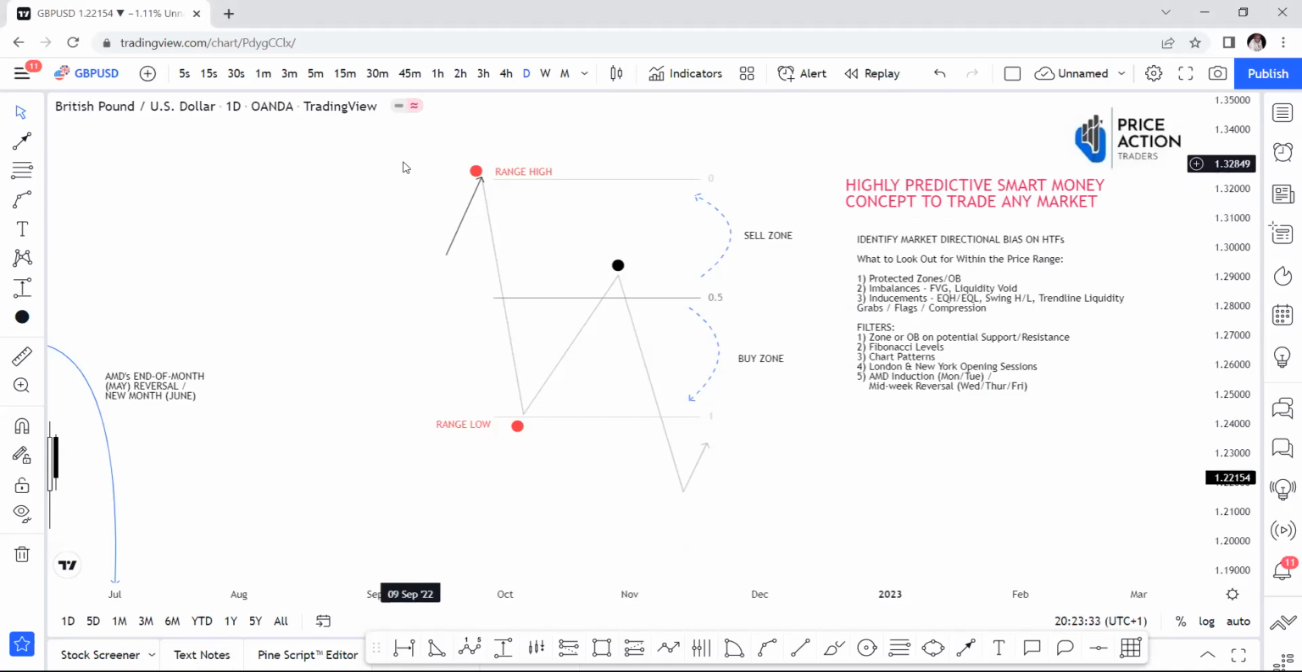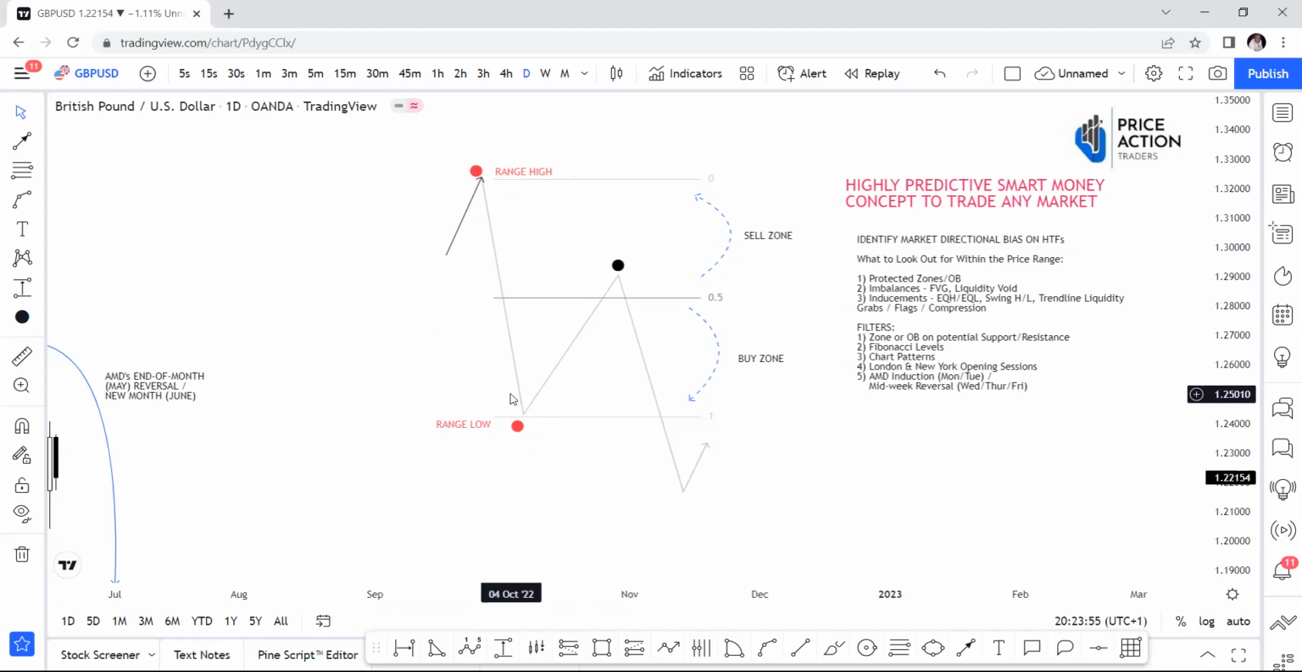For example, we are going to use British pound US dollar, which is currently running on this concept of bearish structure. So we mark out the range high and the low, so that you now look out for when price will pull back inside.